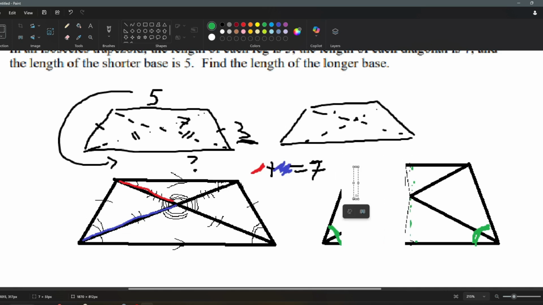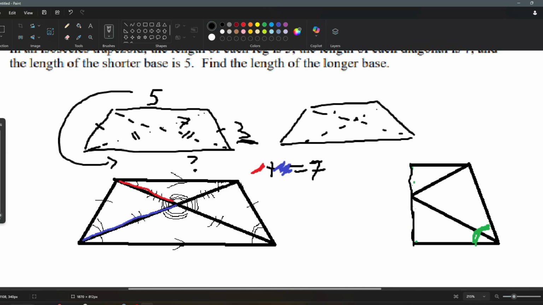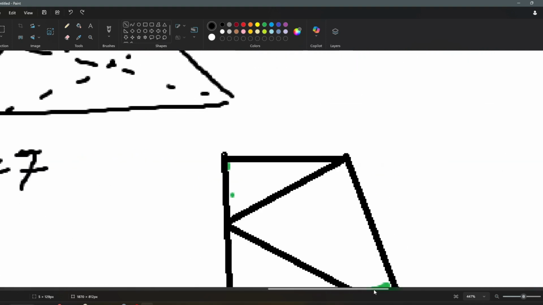just trying to get rid of this. Oh, I could increase the size of my eraser. That's what I can do. Bisect this down the middle. And then we get this. I should use the line tool there. We get this.